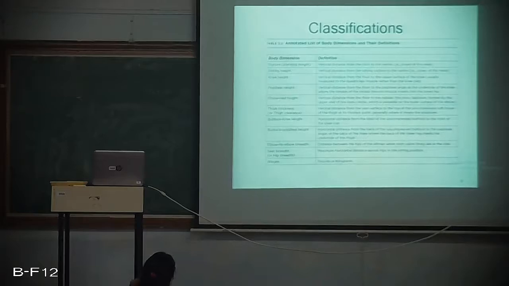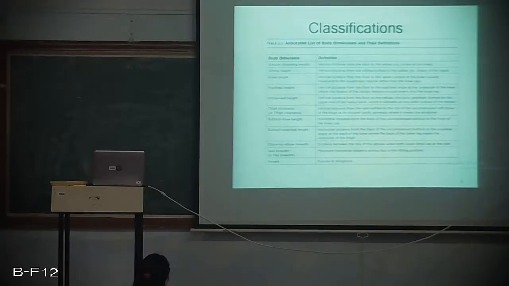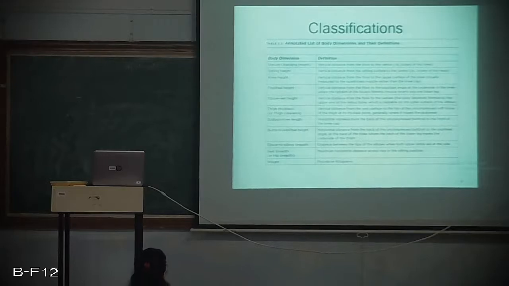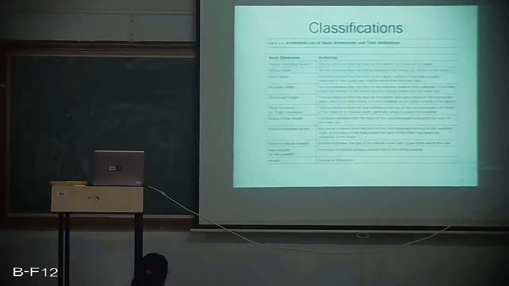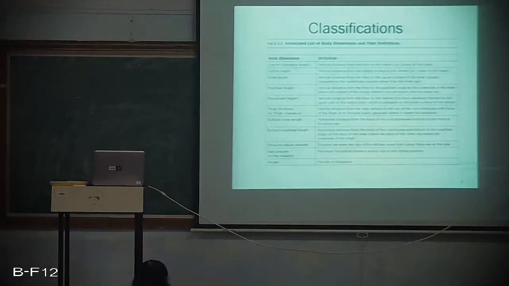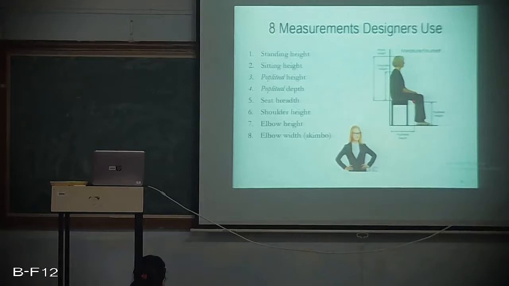Here's some other critical dimensions and some definitions of what these areas are. You can look on the charts and the diagrams that we have later and compare these. And of course, our height, our sitting height, our knee height, but more specifically the popliteal height, which is the distance underneath our knee. Here are 8 measurements that I, as a designer, use very often. And here's the popliteal height and the depth we can see in the seated position.